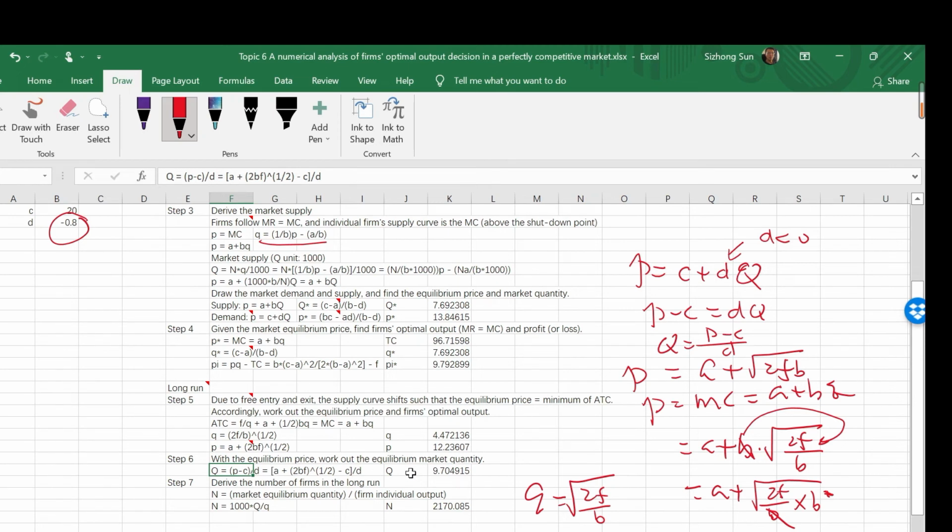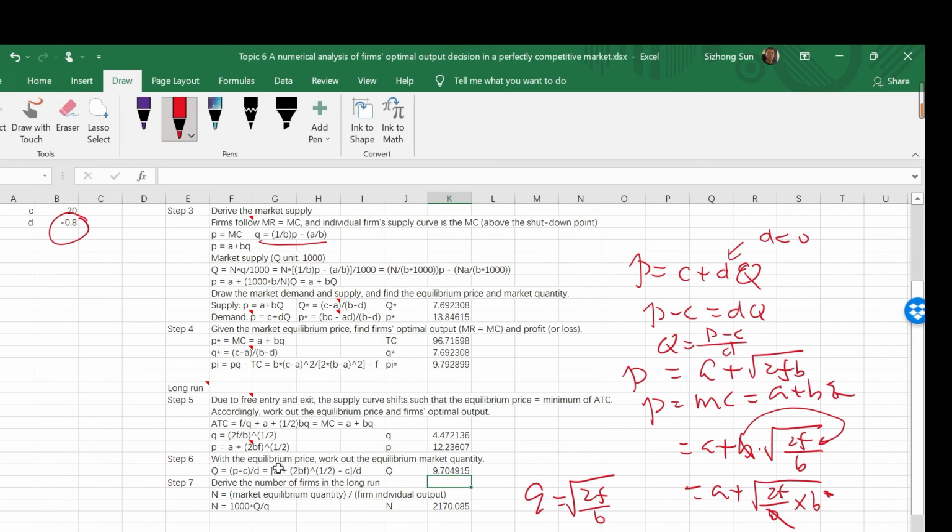So evaluate this formula at the corresponding parameter values. We get 9.704915. And here you want to be aware that previously we defined the big market Q. The unit of big Q is 1,000. So it's 9,749.15 units of output. Okay, this is step 6.